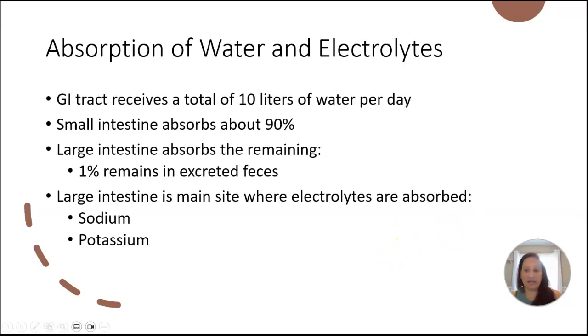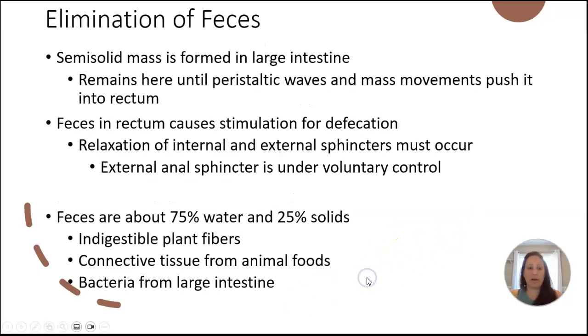Also vitamins like vitamin K and biotin are absorbed there as well. Okay, elimination of feces. A semi-solid mass will be formed in the large intestine. It's going to remain there until peristaltic waves and mass movements push it into the rectum. Once the feces is in the rectum, it's going to cause stimulation for defecation.